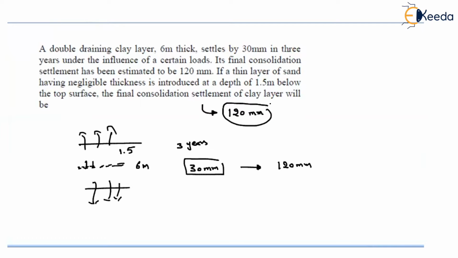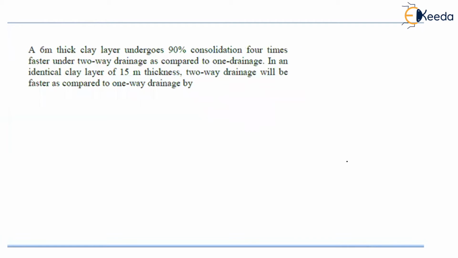So don't do any silly calculations like, as I'm including the 1.5 layer, for 6 meter it is 120, so for 1.5, how much will it be? Do not do such calculations. If you are adding a sand layer, the only thing that happens is that the time required for the consolidation decreases, but our ultimate settlement will be constant. So what is the answer here? Nothing but 120 mm. Okay, understood? Move on to the next.